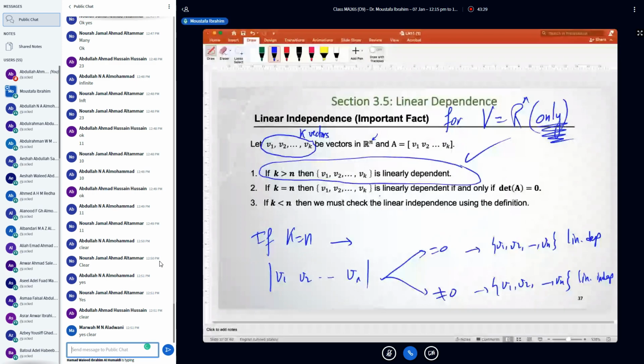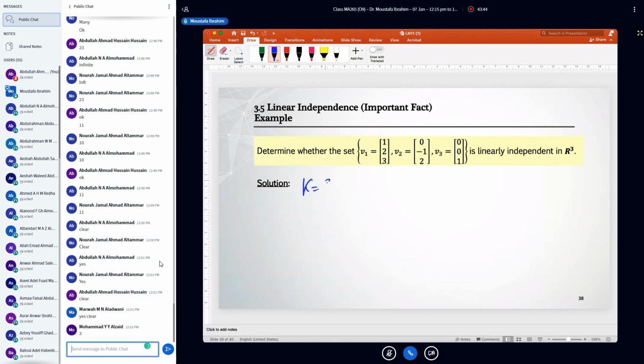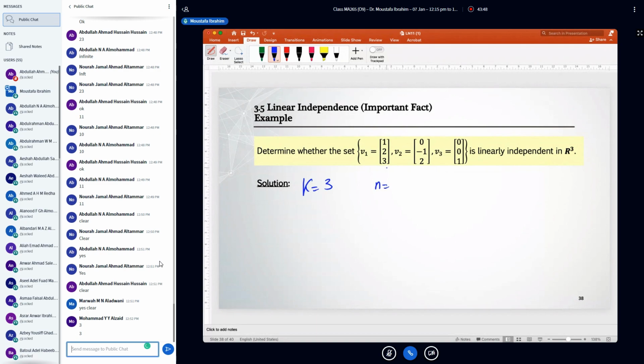Let's see some examples. Look here. Determine whether the set v1, v2, v3 is linearly independent in R3. Here, k is equal to how much? Number of vectors? 3. And n, what's the vector space? It's R3, meaning n equals 3. So you see k equals n, so we can apply the determinant. Let's find the determinant of v1, v2, v3.